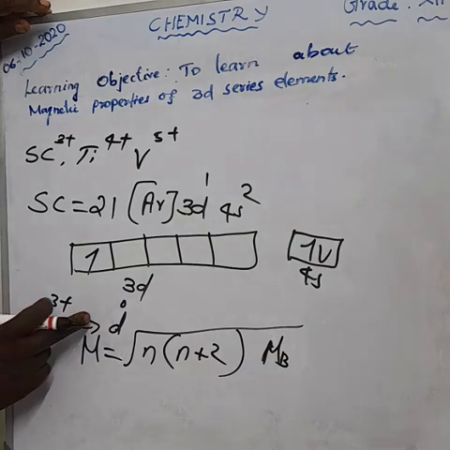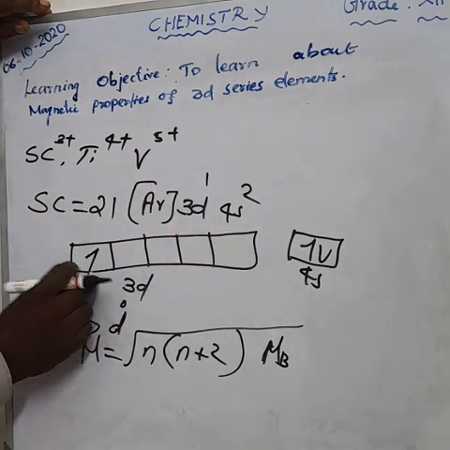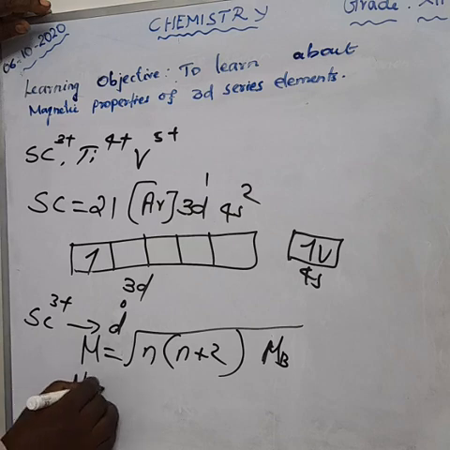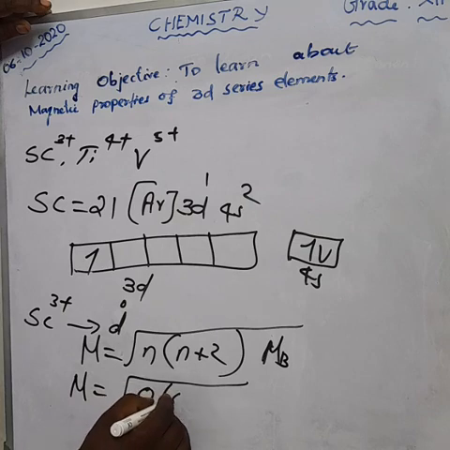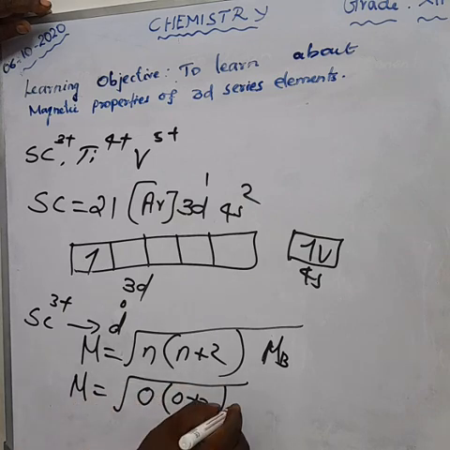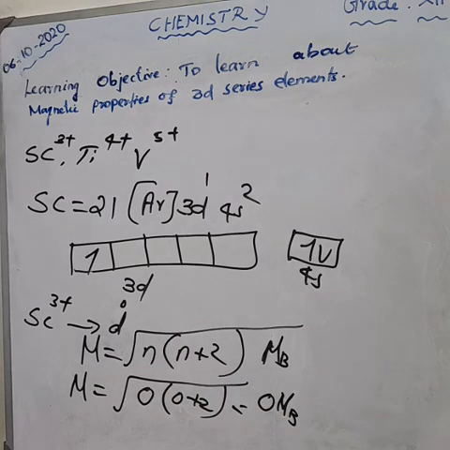Here we get the configuration, that is d0. Am I right? The loss of electrons gives d0. So we get mu is equal to root of number of unpaired electrons, that is 0, into 0 plus 2, which is equal to 0 mu B. Clear? Then unpaired electron is 0. So we get 0 mu, and what is the nature? Diamagnetic nature. Previously I told you about diamagnetic: all electrons are paired, so we say diamagnetic.